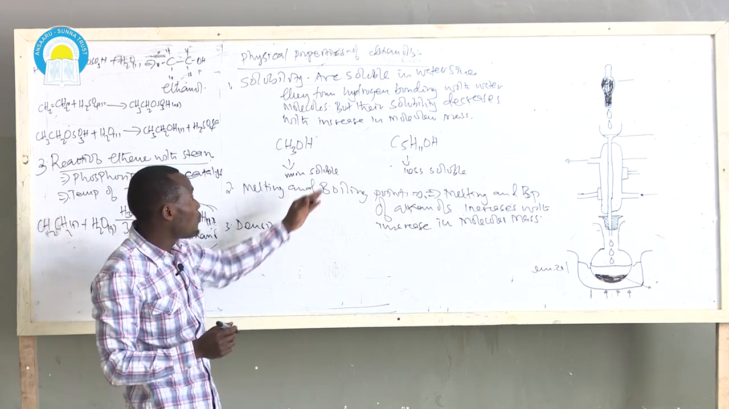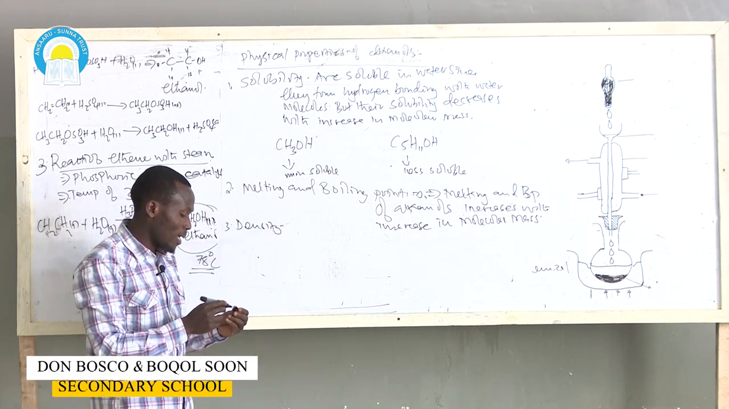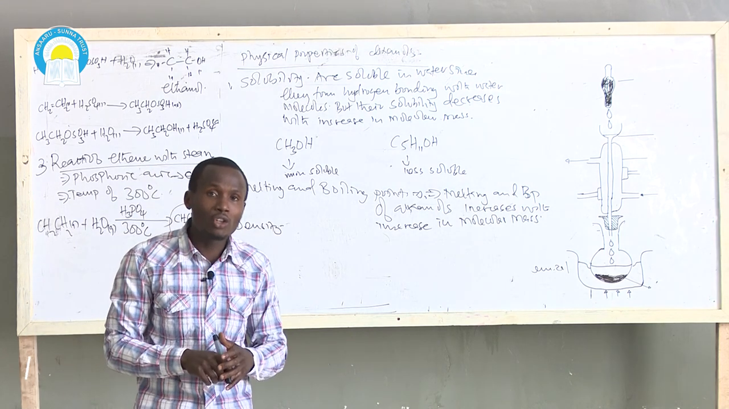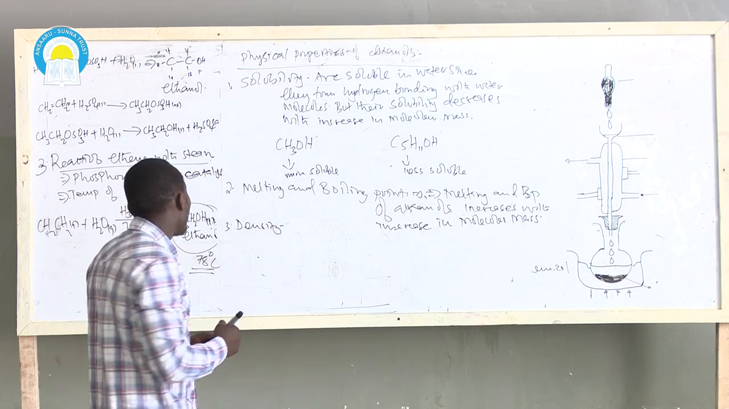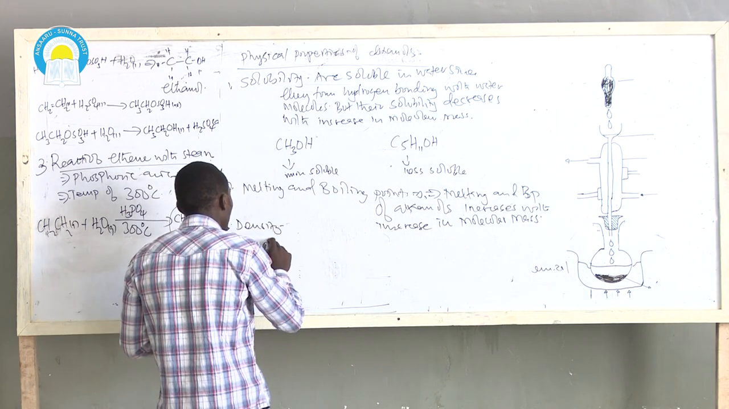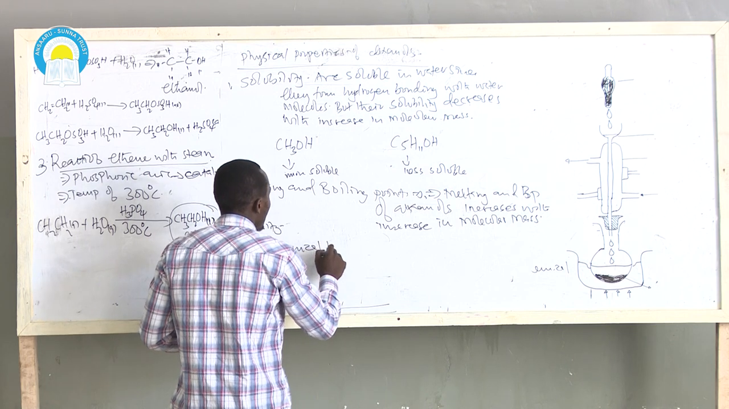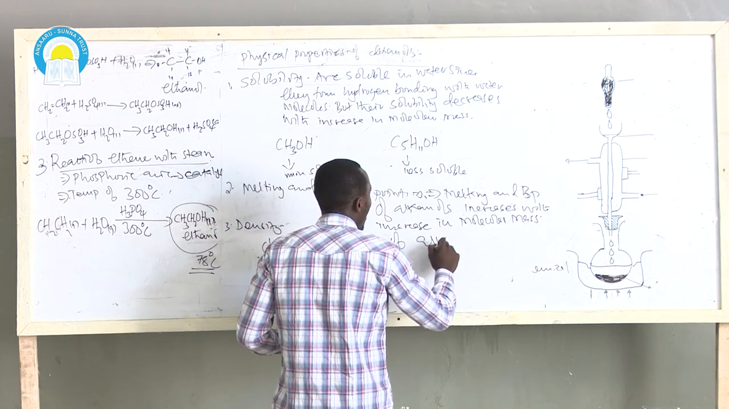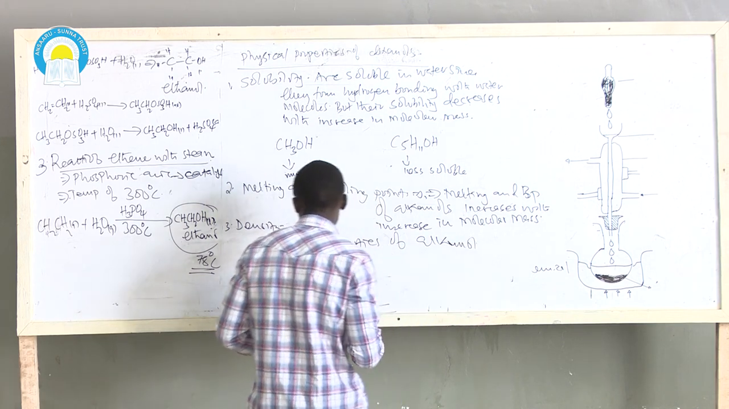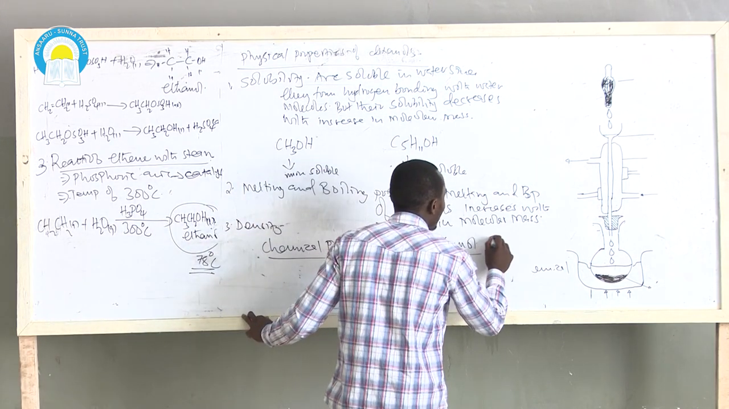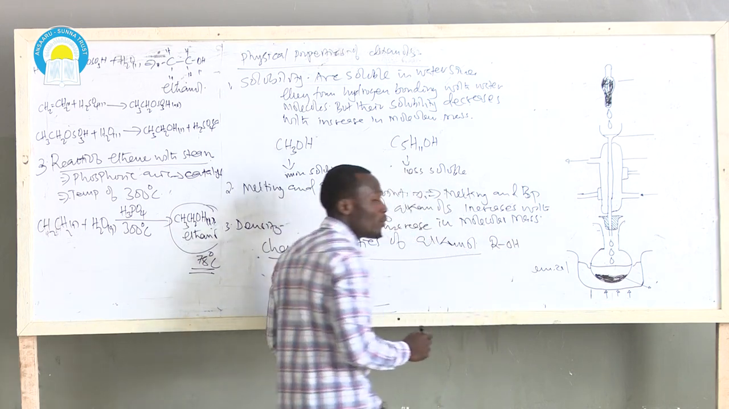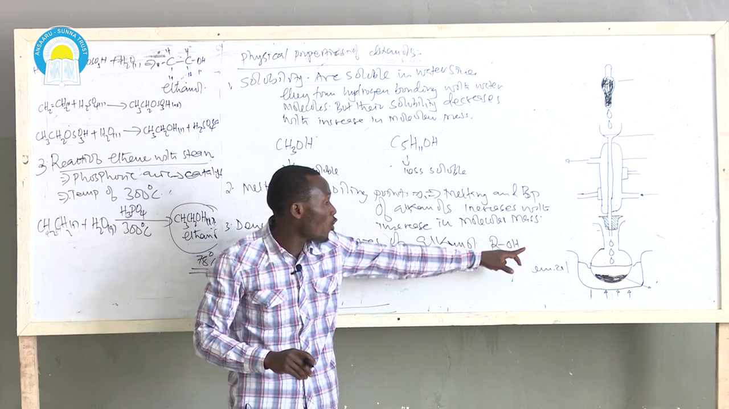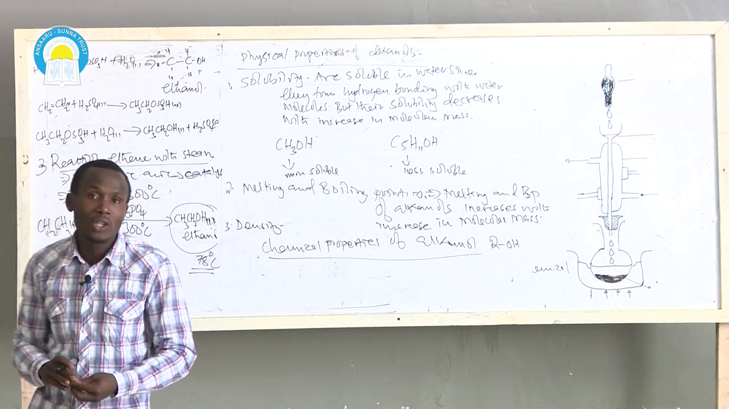Density of alkanols is determined by the molecular mass. So as the molecular mass increases, their density also increases. Now the next part is on chemical properties. Chemical properties of alkanols. The general representation of alkanols is ROH, and we have said that the functional unit in alkanols is the OH.